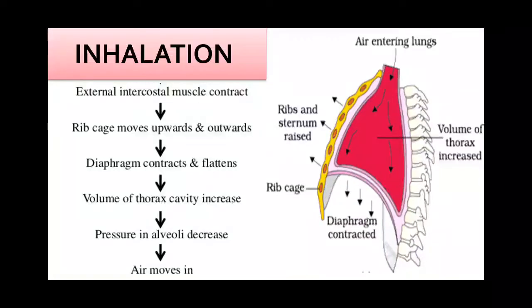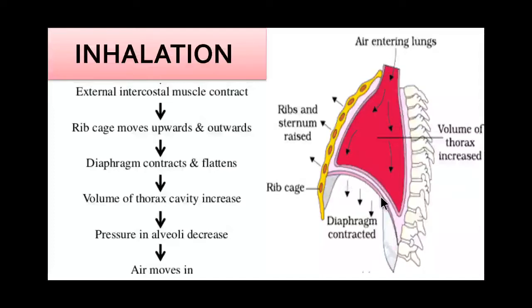Now, contraction of the external intercostal muscles pushes the ribs outward and in an upward direction, which increases the size of the thoracic cavity. This brings the diaphragm downward, that means the diaphragm contracts and becomes nearly flattened. Now air is entering the lungs, and here you can see the diaphragm is contracted. And this decreases air pressure in the lungs.